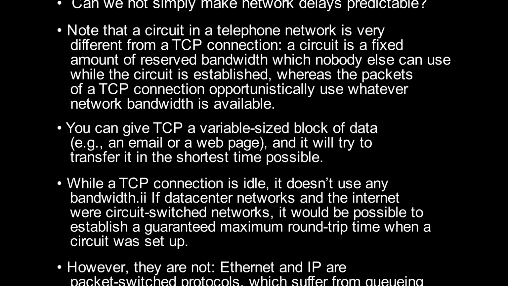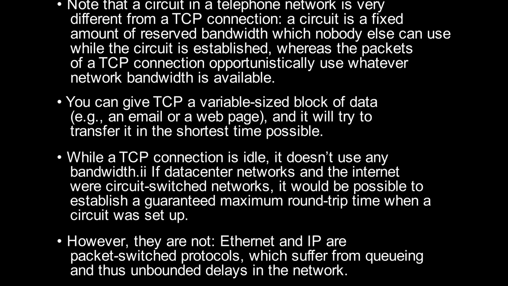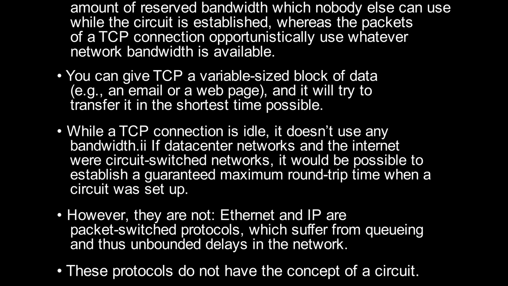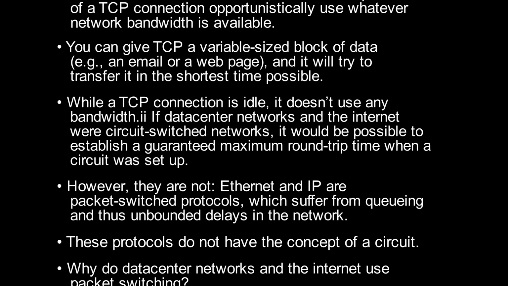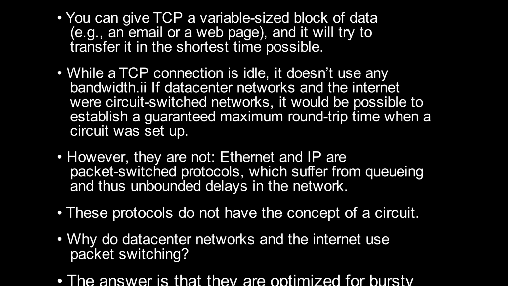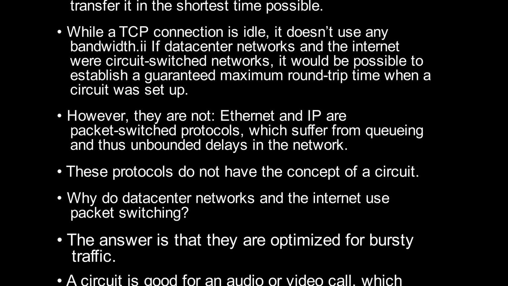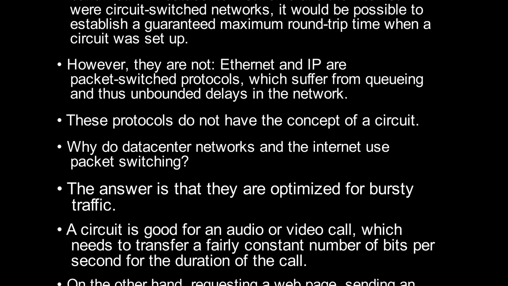If data center networks and the Internet were circuit-switched networks, it would be possible to establish a guaranteed maximum round-trip time when a circuit was set up. However, they are not. Ethernet and IP are packet-switched protocols, which suffer from queuing and thus unbounded delays in the network. These protocols do not have the concept of a circuit. Why do data center networks and the Internet use packet switching? The answer is that they are optimized for bursty traffic.